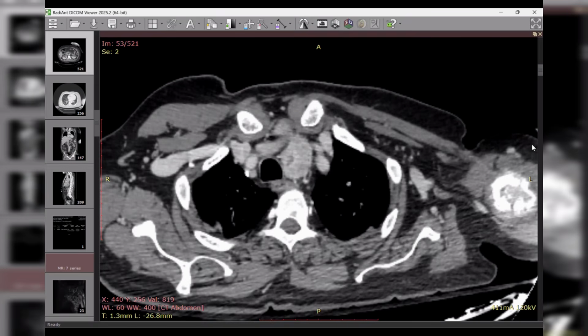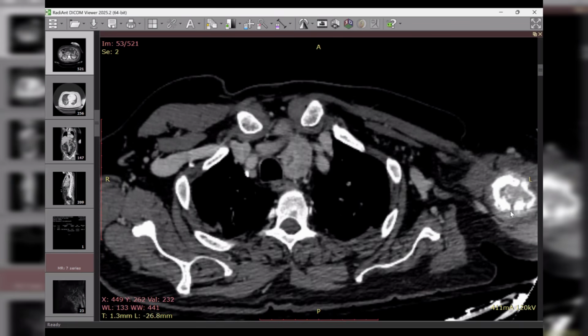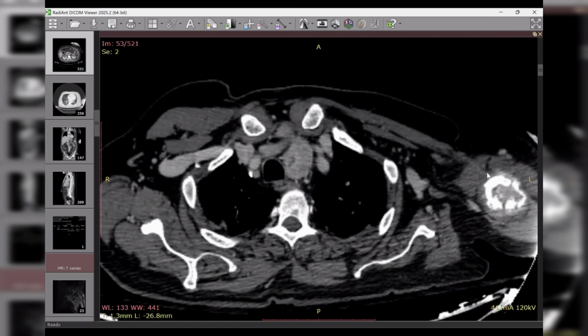There is a humeral, other bony lesion in the humerus. Okay. So let me summarize this case for you.